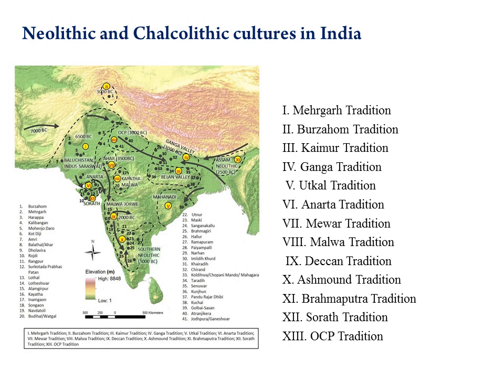It could be Mehrgarh in the Balochistan area, Burzahom in Kashmir, Kaimur in UP and Bihar, the Ganga tradition in the Gangetic plains of UP, Utkal tradition, Anartha, Mewar, Malwa in the western Deccan and central India. The Deccan tradition is also part of it, and it also includes the central and northern part of the peninsula. Then the Ashmound tradition, where particularly the formation of ash mounds due to the intensive and extensive burning of cattle dung was a predominant practice of the Neolithic culture of South India.